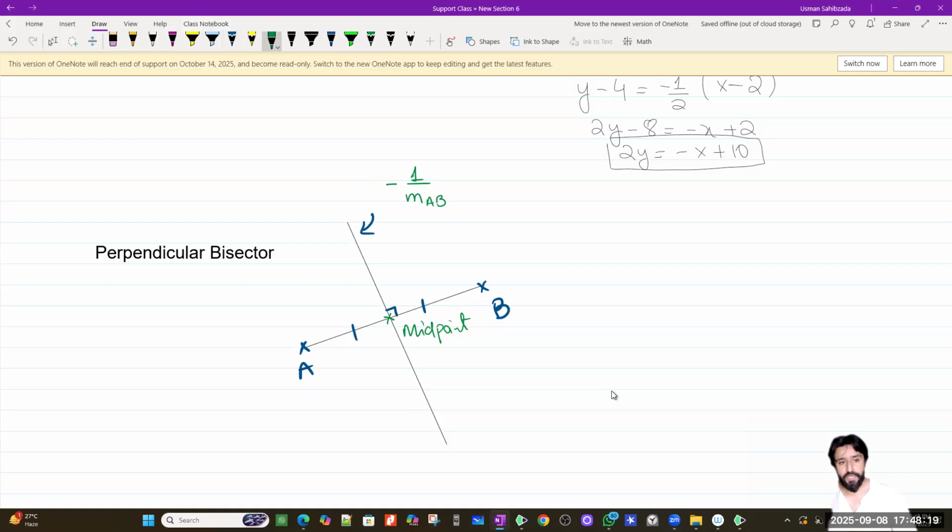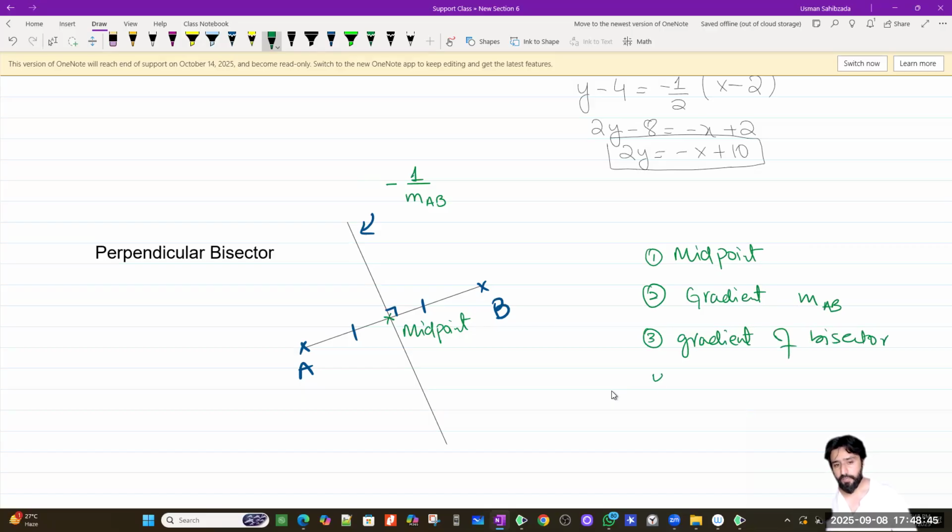All you have to do is simply do one thing: get the midpoint through which it passes, also get the gradient of AB, and through that get the gradient of the bisector. And all you're doing next is applying the formula for the equation of a straight line. Every time, this is what you do.